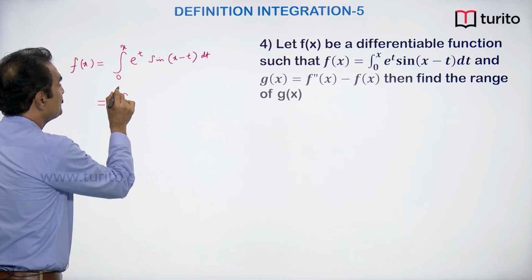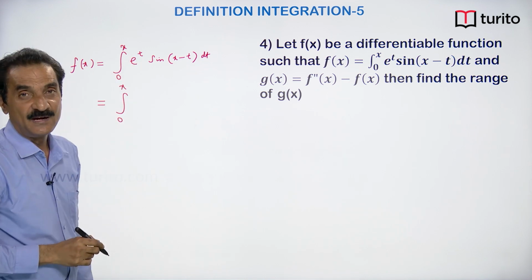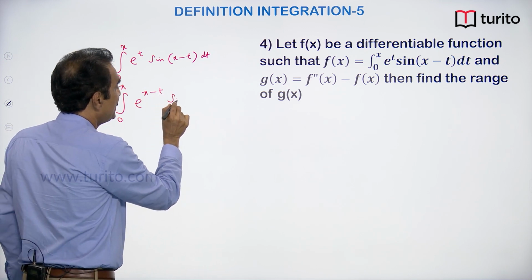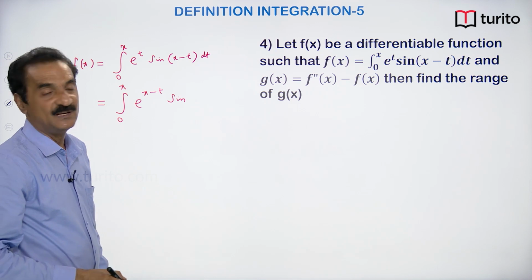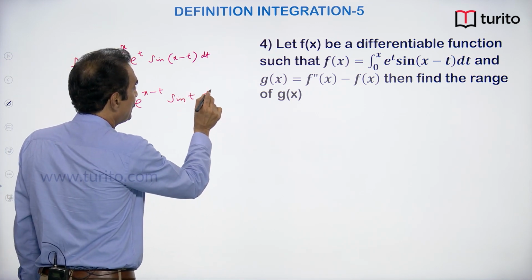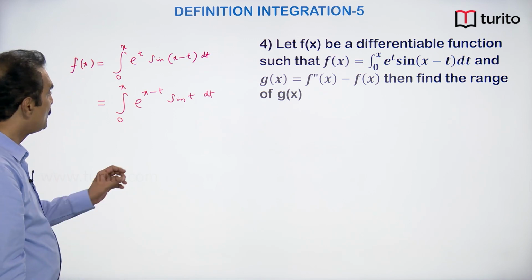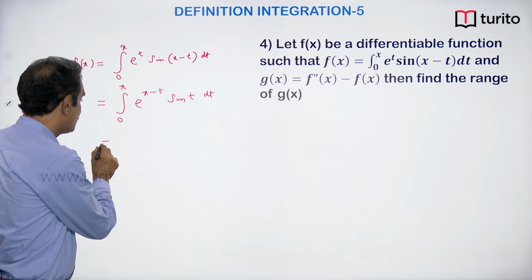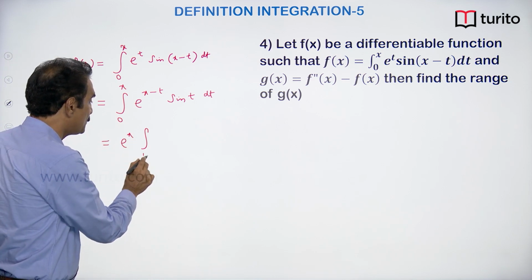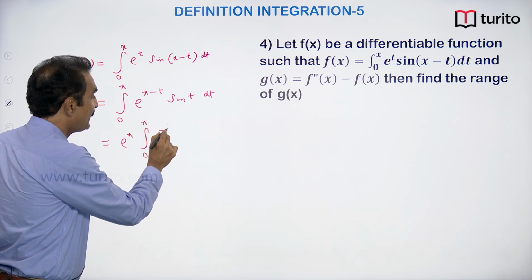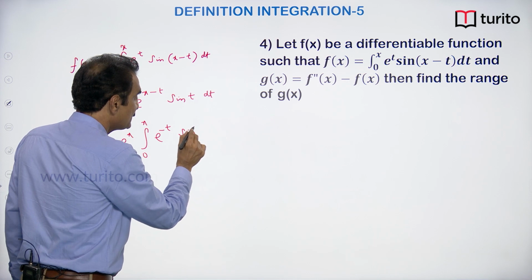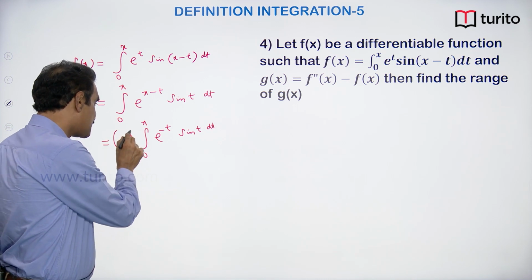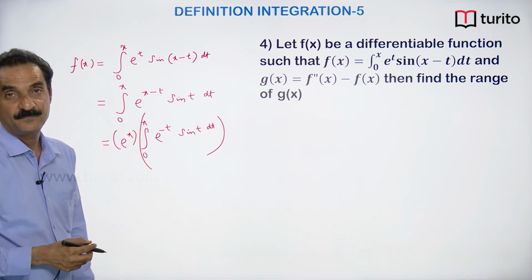Integral 0 to x, you can replace t by x minus t: e power x minus t into sin of, replacing t by x minus t, it becomes sin t. Now we can take out e power x, it is e power x integral 0 to x e power minus t into sin t dt. Now this is one function and this is another function of x.